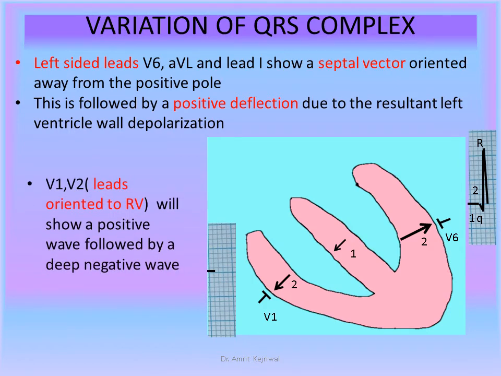The right sided leads, that is, those oriented to the right ventricle, will show a positive wave followed by a deep negative wave. So this vector 1 shows a positive wave and is a small r, and this vector number 2, which is in this direction towards the left, shows a negative wave, and this is noted by a capital S. Between V1, V2 and V6 is a transition zone which may show a QS complex, RS complex or a QR complex, and these are not generally very significant.